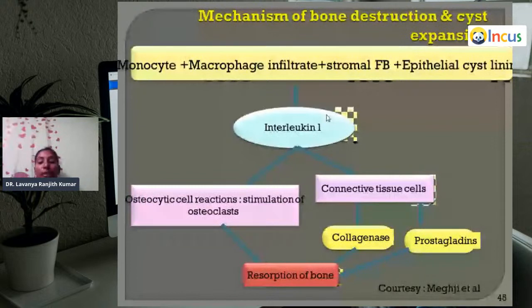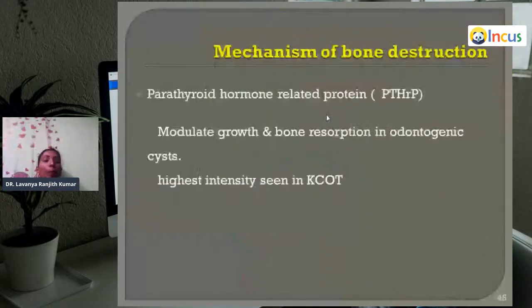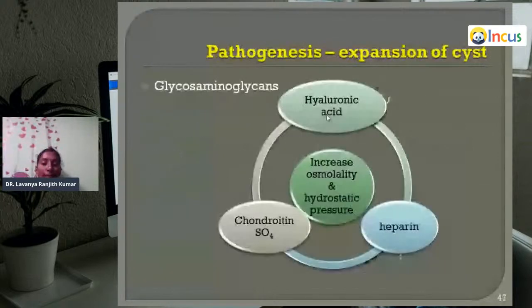Another way is that connective tissue cells are activated and release collagenase and prostaglandin, which result in bone resorption. So this is the mechanism responsible for expansion of the cyst into the bone, based on the bone resorption theory. The mechanism of bone destruction is also related to parathyroid hormone related protein, and modulated growth and bone resorption in odontogenic cysts have high intensity seen in the KCOT. So this is more commonly seen in the OKC or KCOT.